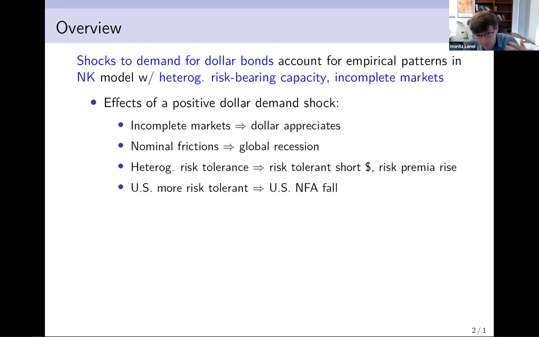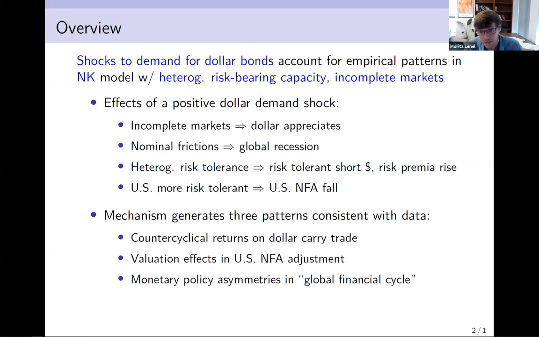The US itself is long capital and short dollar bonds, just as in the data. And that means that as a risk-tolerant investor overall, the US loses net worth, which then means that the US net foreign asset position falls. So the dollar demand shock single-handedly leads to a dollar depreciation, to a decline in global output, to a rise in risk premium, and to a fall in the US net foreign asset position.